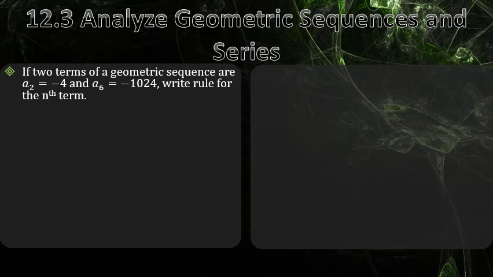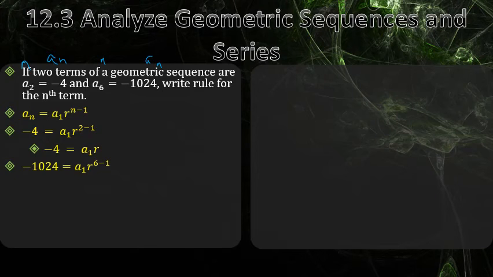If two terms of a geometric sequence are a2 equals -4 and a6 equals -1024, write a rule for the nth term. Well, I have 2 points here. n is 2, an is -4, so I can fill those in. an's negative 4, the n is 2. And then I have my other point where n is 6 and an is negative 1024, so I can fill that in. After I simplify this first one, 2 minus 1 is 1. So I fill in my second point and simplify. 6 minus 1 is 5.